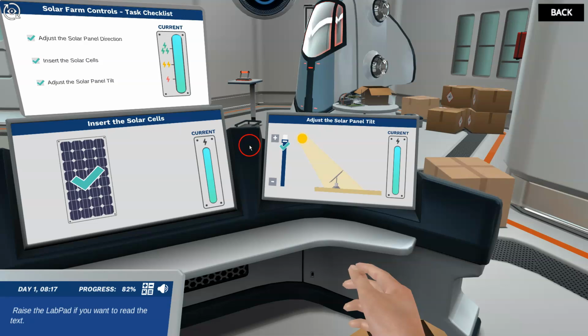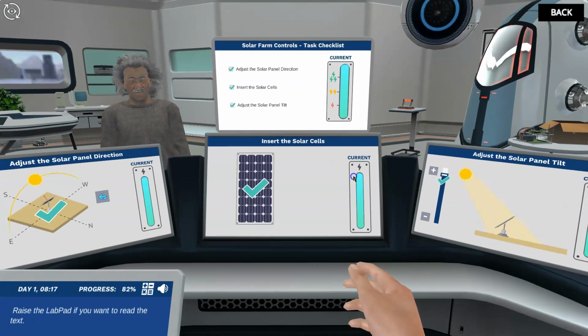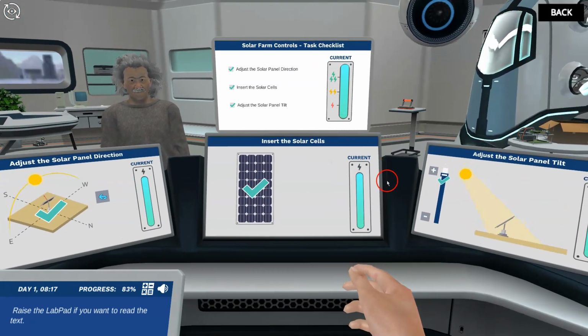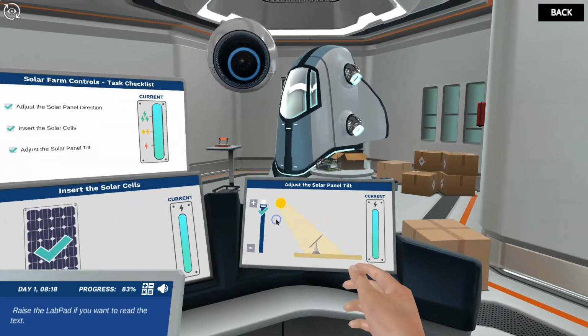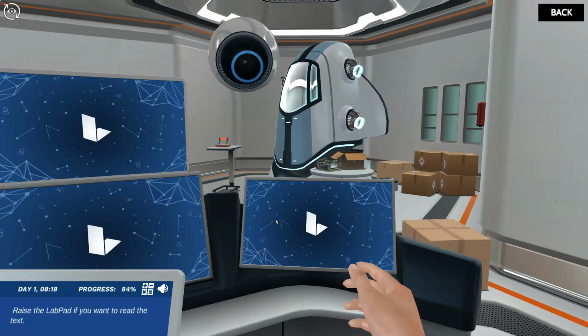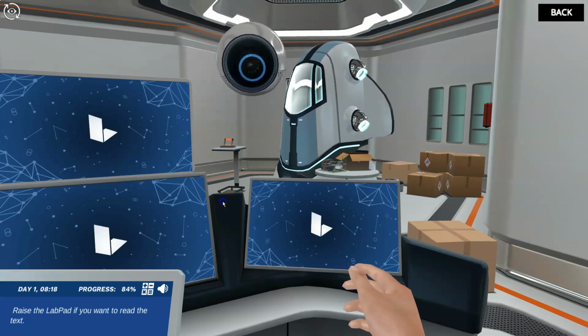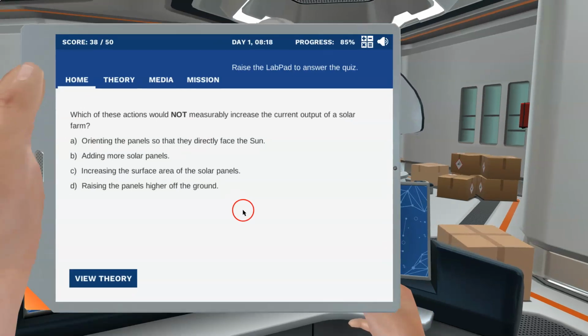Great job! The solar farm is set up and ready to go. Look, the time machine is working. We have power. Before we get this show on the road, I'll just ask you one quick question. Which of these actions would not measurably increase the current output of a solar farm?